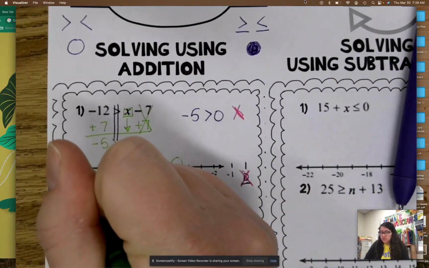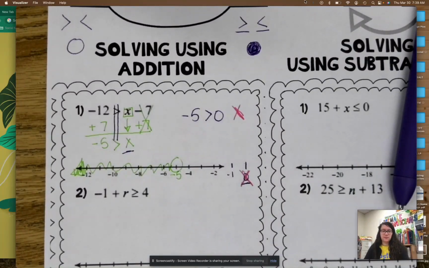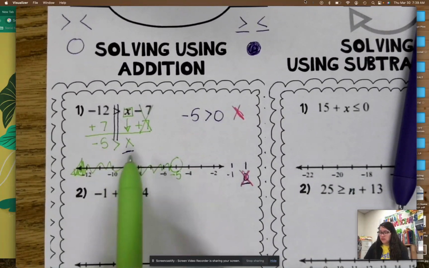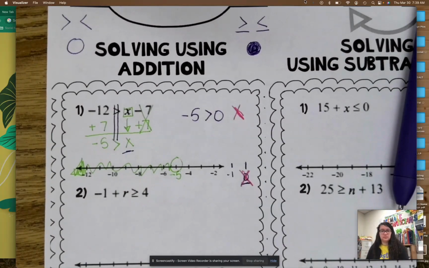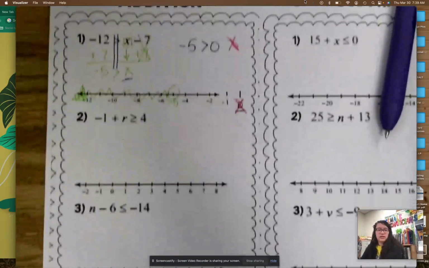I'm looking for numbers that are smaller than -5. And that makes sense. The point's at x, the point goes to the smaller side. So I want numbers that are smaller than -5. Let's try number 2.